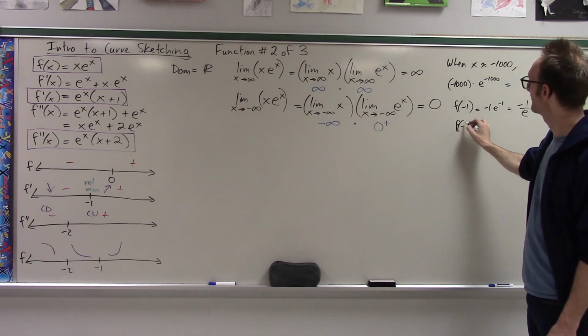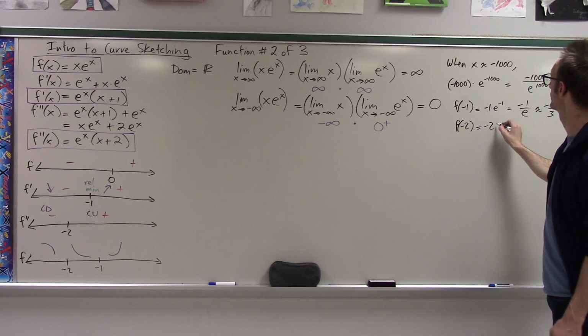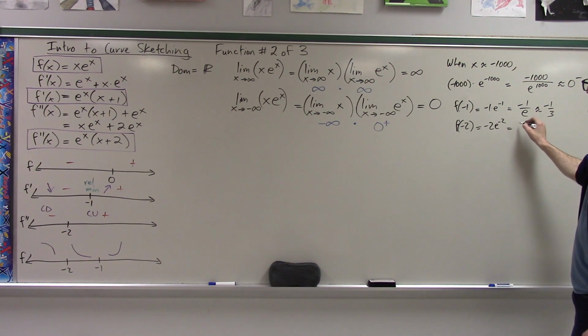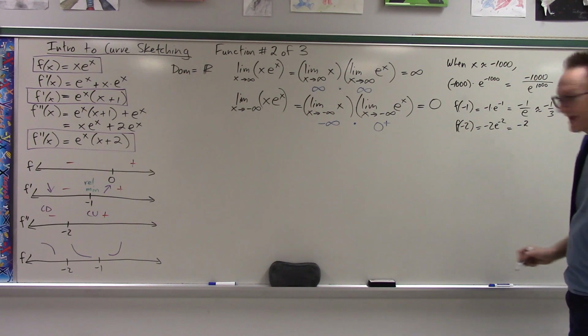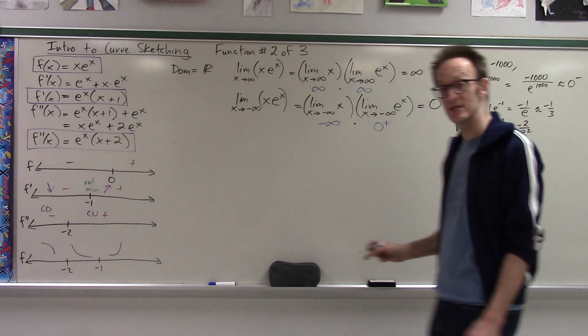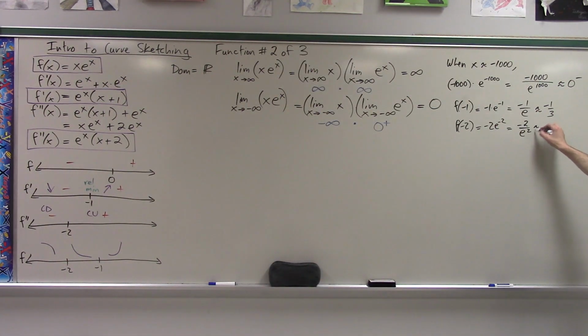And what's f of negative 2? Well, that's going to be negative 2 e to the negative 2. In other words, negative 2 over e squared. I happen to know that e squared is pretty much 7. So since e squared is pretty much 7, this is pretty much negative 2/7.